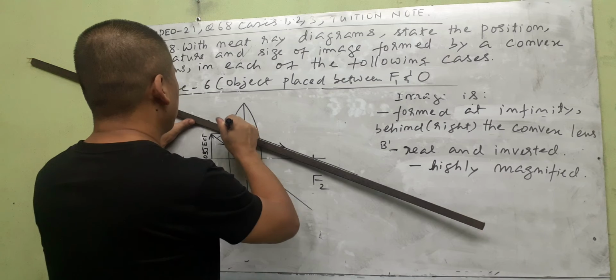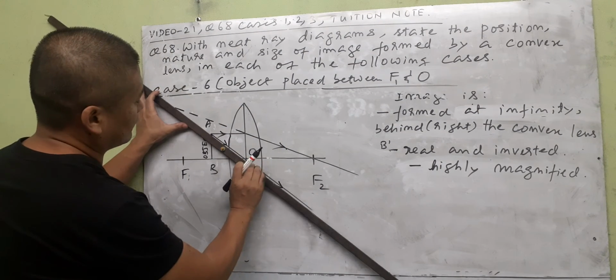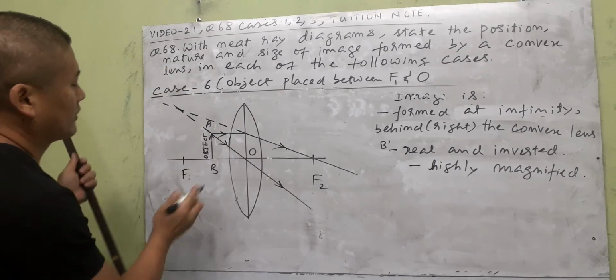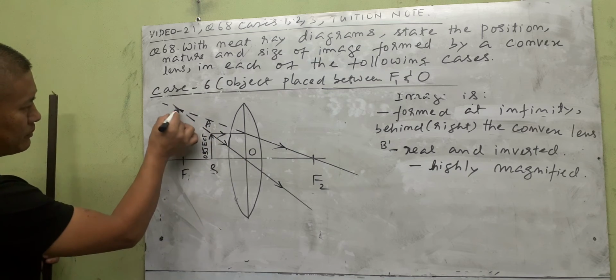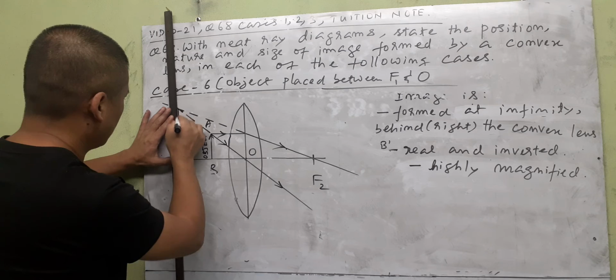So if you produce it backward, just produce the longest one, and the other one also on the same straight line. It should be on the same straight line. Produce it backward like this. This one back, back, back, back. This also same straight line with broken rays and meet here. So they meet here and form an image.